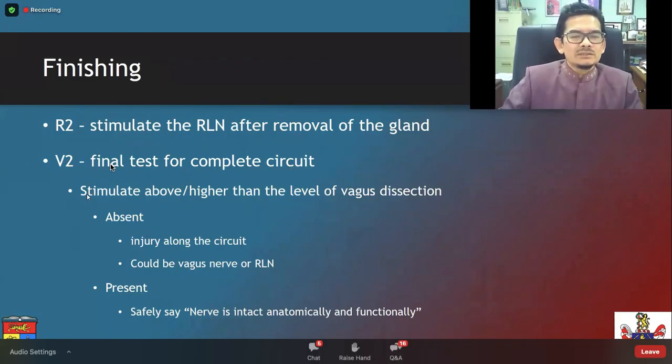So what you must do is stimulate above the level where you dissect the vagus. Because if it is absent, it could be the injury anywhere along the surface. It could be the vagus nerve itself that you have already injured, or the recurrent laryngeal nerve where it could be behind the brachiocephalic trunk, or the subclavian artery, or even at the thyroid region. So absence means there is injury somewhere. And if it's present, then you can say this.